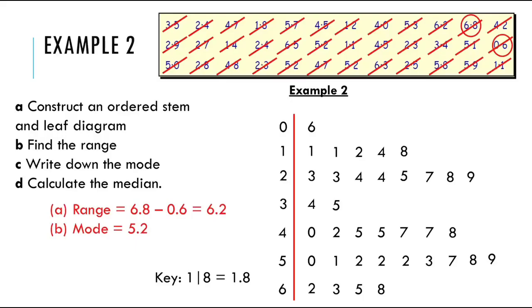Asked to calculate the median of this set of data. Now, if you count through, there are 36 data points, which means there must be 18 on either side of the median, okay? So the median must lie between the 18th and the 19th number, which would lie between 4.2 and 4.5. Remember, in order to calculate the number that is exactly in the middle of these two, we would add them together and divide by 2, which gives us a median of 4.35.